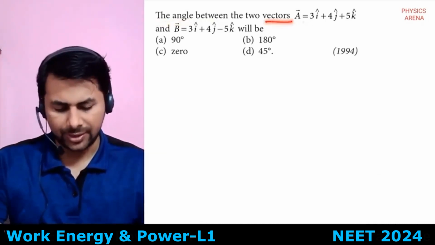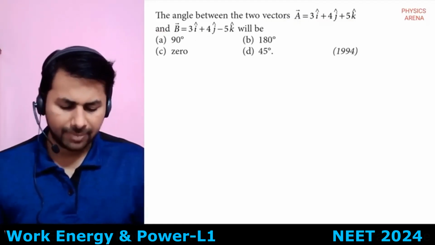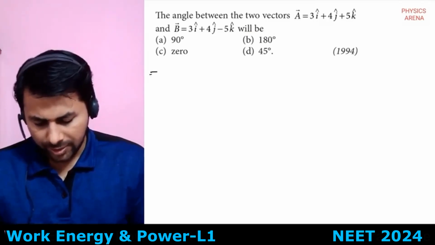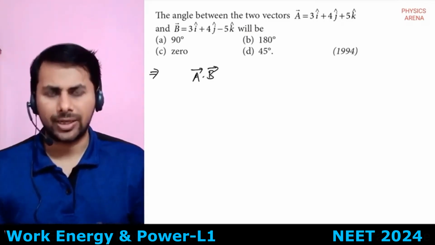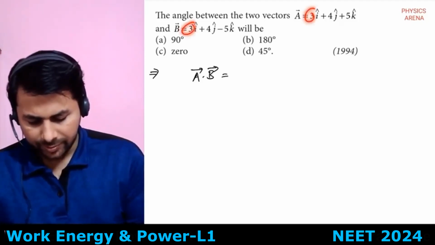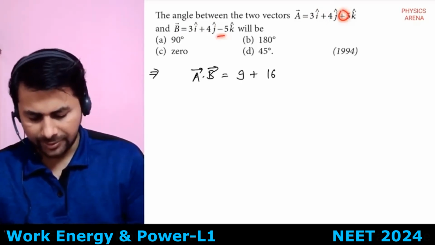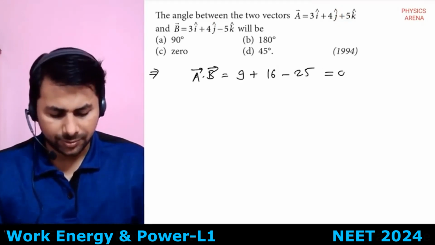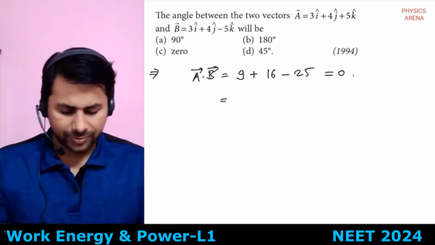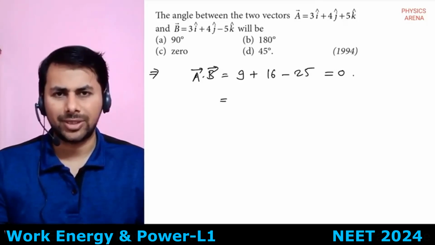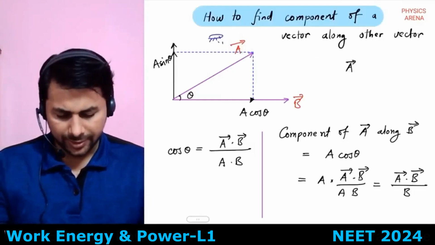The angle between two vectors A bar equals 3i cap plus 4j cap plus 5k cap, and B bar equals 3i cap plus 4j cap minus 5k cap will be. So tell me again, what will we do? We want to find the angle, so the dot product of two vectors. It is 3 times 3, 9, plus 4 times 4 is 16, and 5 times minus 5 is minus 25. 16 plus 9 is 25, minus 25, so this is equal to 0, and therefore A bar and B bar are perpendicular to each other. So it is option A. So this is simple.